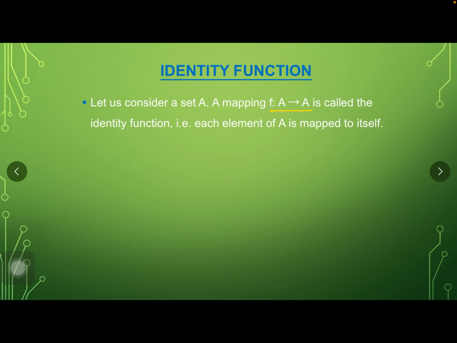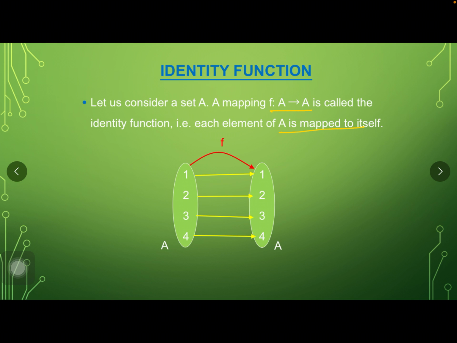Next is the identity function. So what is the identity function? Let us consider a set A and a mapping f from A to A. It is called the identity function if each element of A is mapped to itself, right? So this is the identity function.